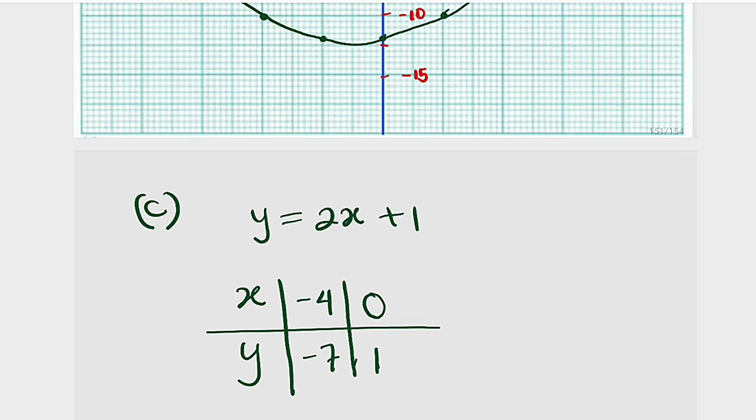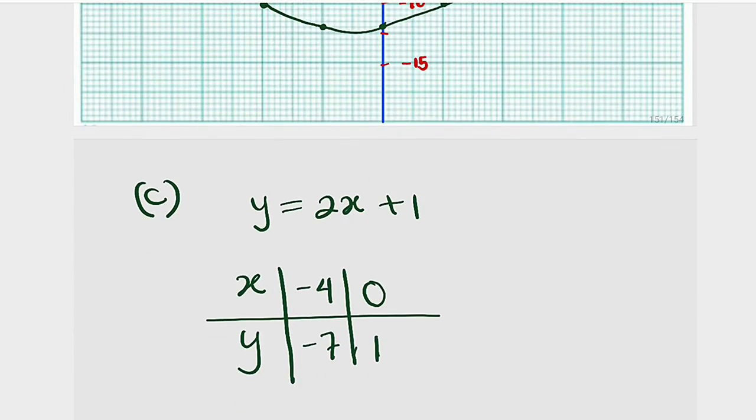And next, I would like to take the last value here, which is 4. Very important as well. So 4 times 2 is 8. 8 plus 1 is 9. So I need to construct a graph of this. So when x is -4, y is -7.